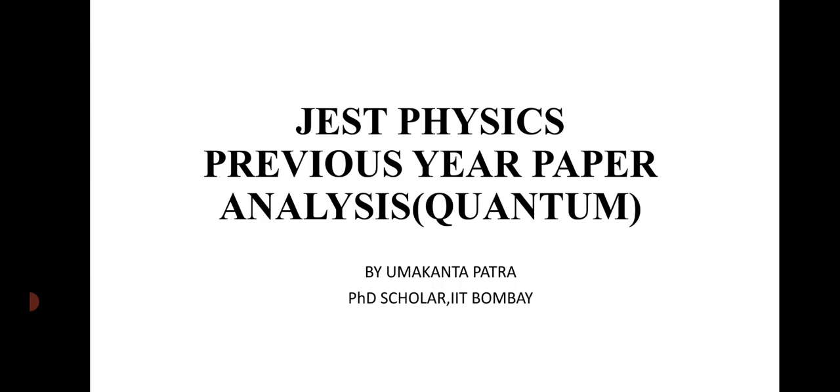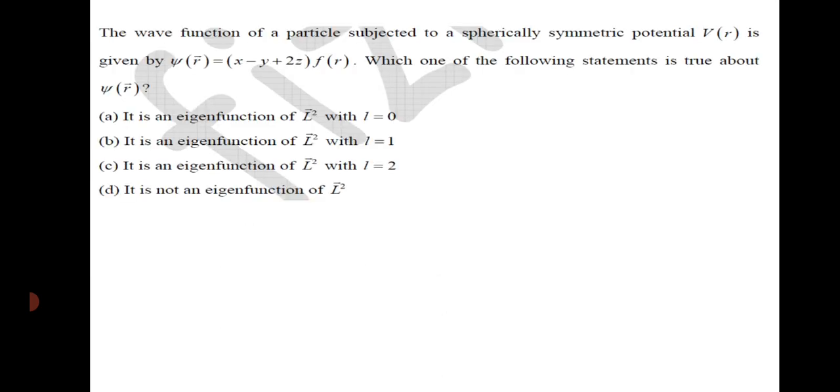So let's start the session and discuss some of the important questions from quantum mechanics. Okay. So the first question was like that, the wave function, it is from the hydrogen atom, you can say. This is a question from hydrogen atom. So the wave function of a particle subjected to a spherical symmetric potential V(r) is given by psi(r) is equal to (x minus y plus 2z) over f(r). Which of the following statements is true about psi(r)?